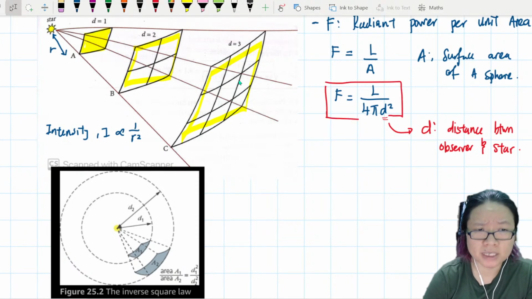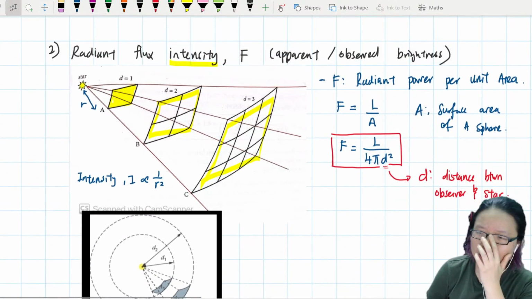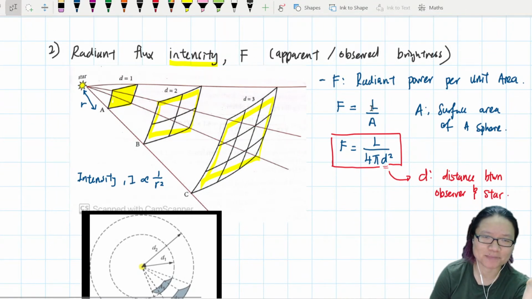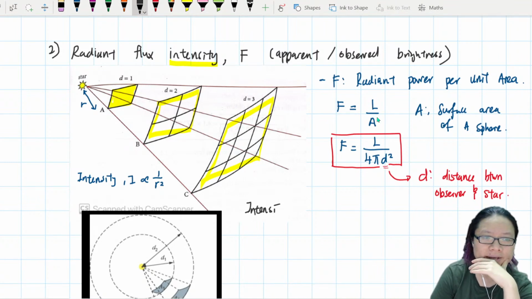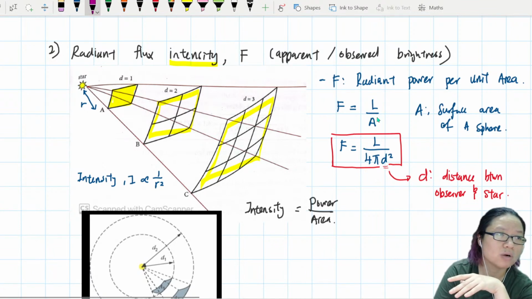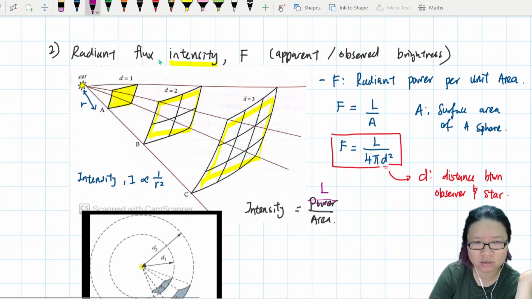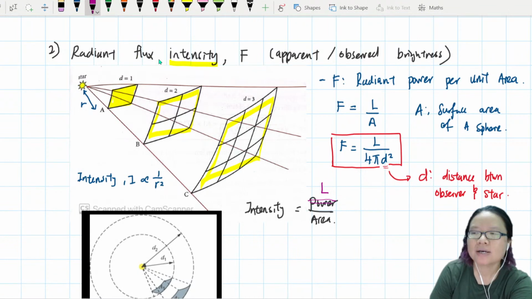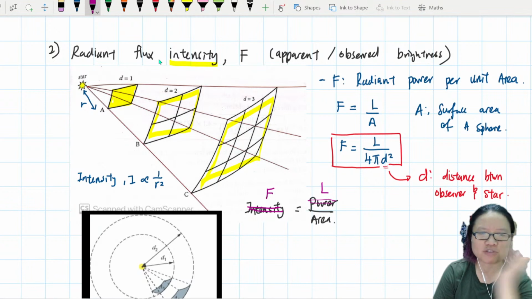Do you need to know the equation? Yep. Is it new? Oh, really? So if you remember intensity, right? Intensity is power per unit area. Intensity from AS is power over area. But now for astrophysics, they are being fancy. So instead of power, we change this to luminosity. Okay, luminosity. It's the same thing, my friend. Power emitted by a star. And instead of using intensity, they use radiant flux intensity F. Wow, much fancy. Same equation.